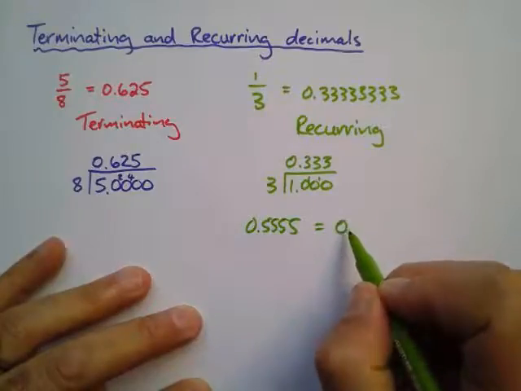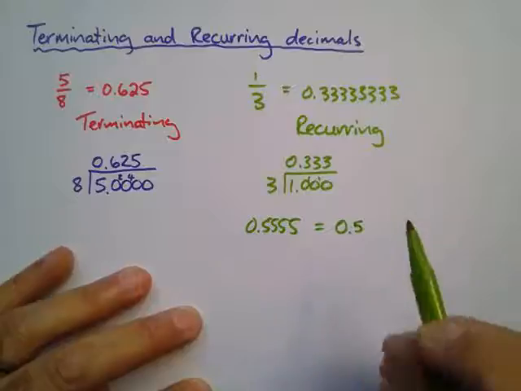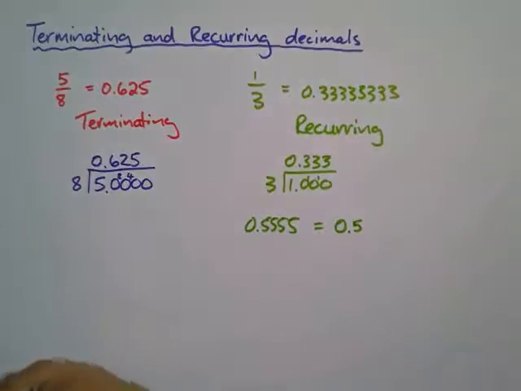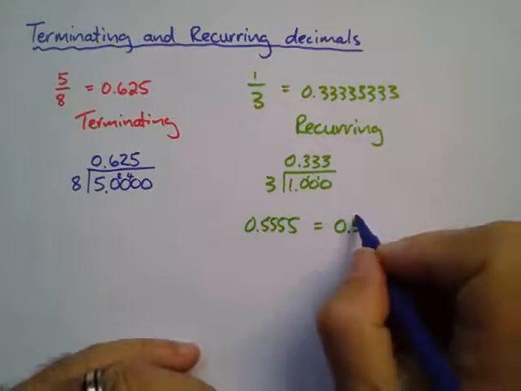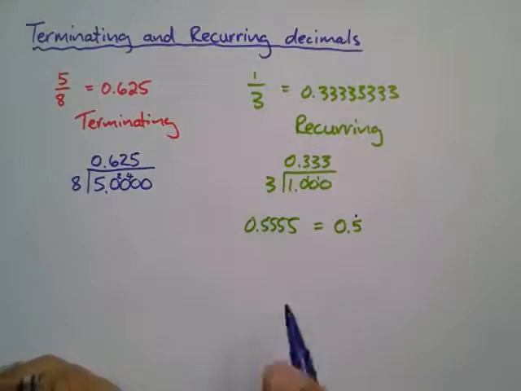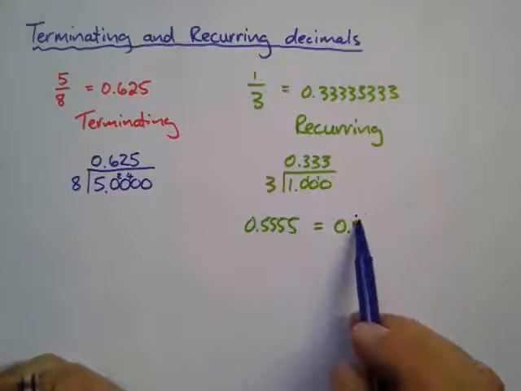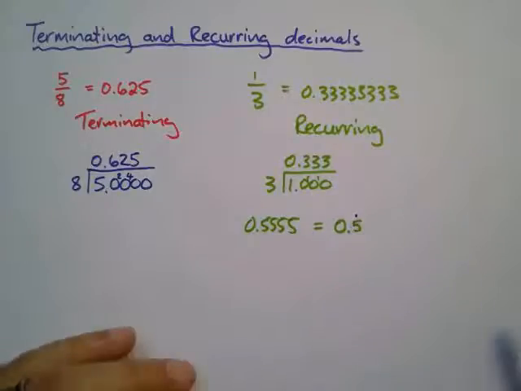I say 0.5, and what I do is I put a dot on the first number that recurs. So that will be a dot over there, and that will show that it is 0.5 and the 5 recurs.